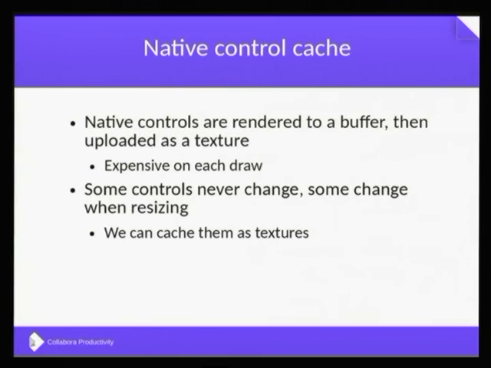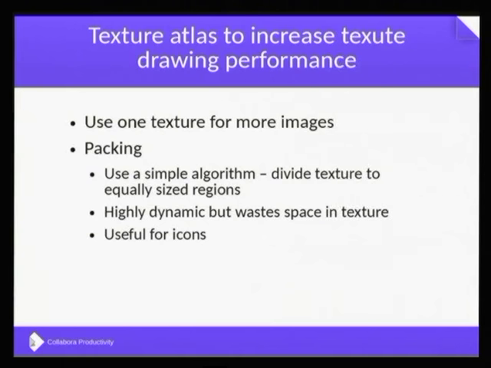Luckily, there are some controls that never change, like checkboxes. And there are some other controls that change only when we are resizing. So caching them makes a lot of sense. We cache the textures with a least recently used cache and just drop them when there are 200 textures. But this can still be improved in various ways. For example, with a texture atlas, instead of having a lot of textures, we have one big texture which includes many images. In this way we decrease the overhead that we have when drawing.